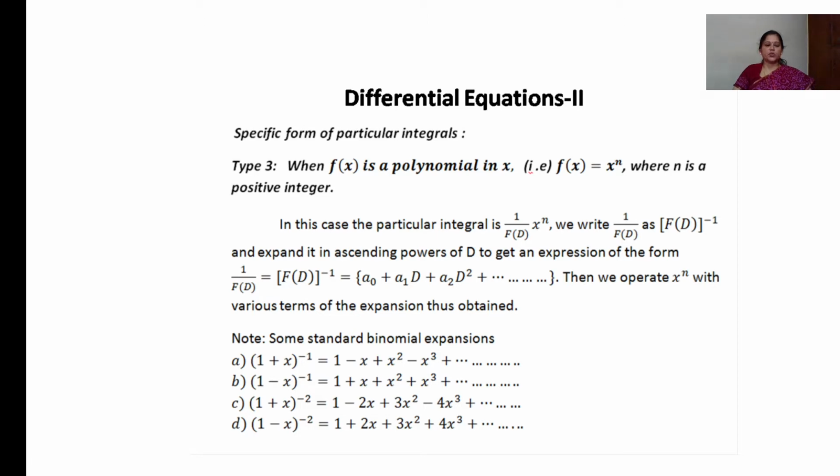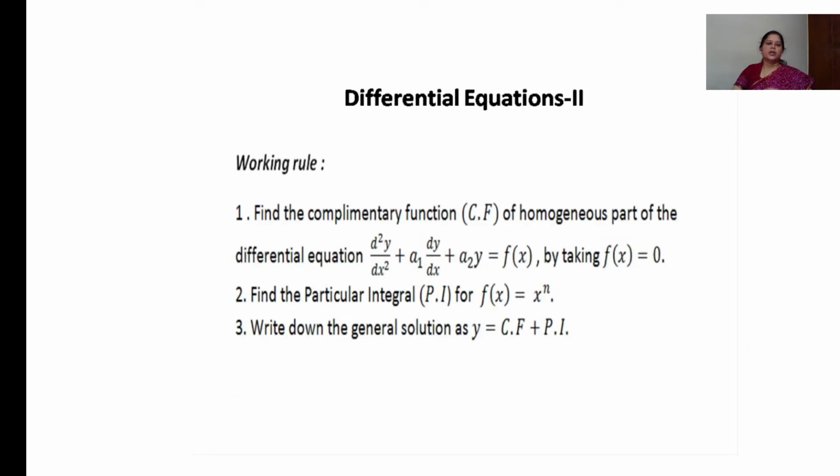Then 1 minus x whole to the power minus 1 means we have 1 plus x plus x square plus x cube plus etc. Similarly, we have for 1 plus x whole to the power minus 2 is 1 minus 2x plus 3x square minus 4x cube plus etc. Then 1 minus x whole to the power minus 2 means we have 1 plus 2x plus 3x square plus 4x cube plus etc. So using this binomial expansion only we are going to simplify this type of particular integral.